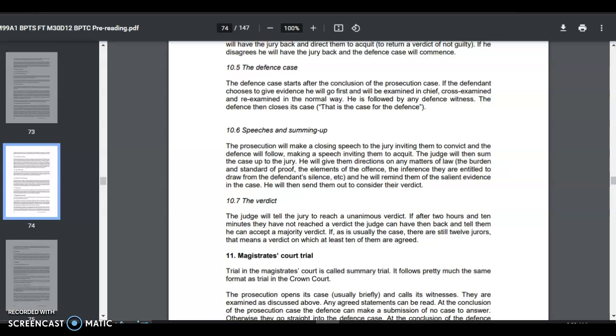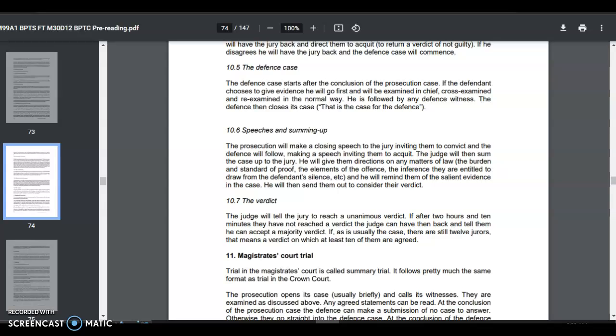The judge will then sum up the case to the jury. He will give them directions on the matter of law. So the judge will also guide them. The judge will also tell the jury how and in what manner they have to decide the case.